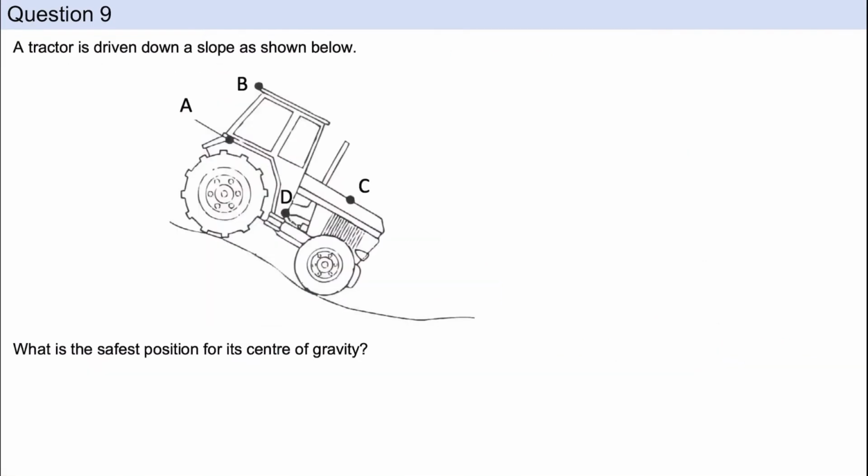Question 9 is about a tractor and where is the safest position for its center of gravity. The safest place is a low CG within the base area. So you want the lowest CG within the base area of the wheels. In this question, that will be D.